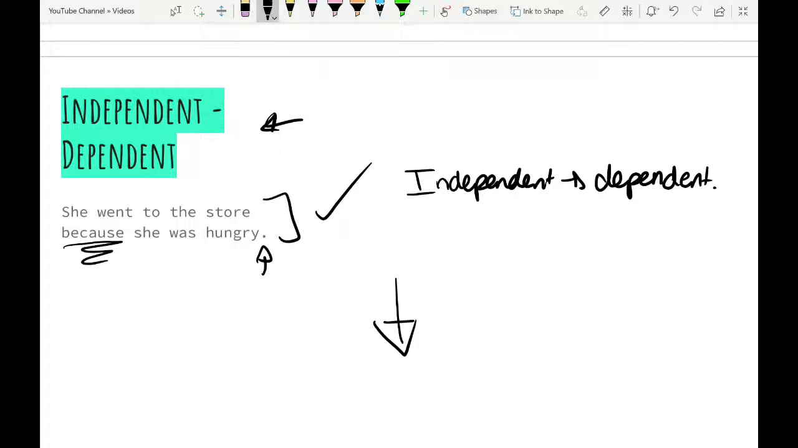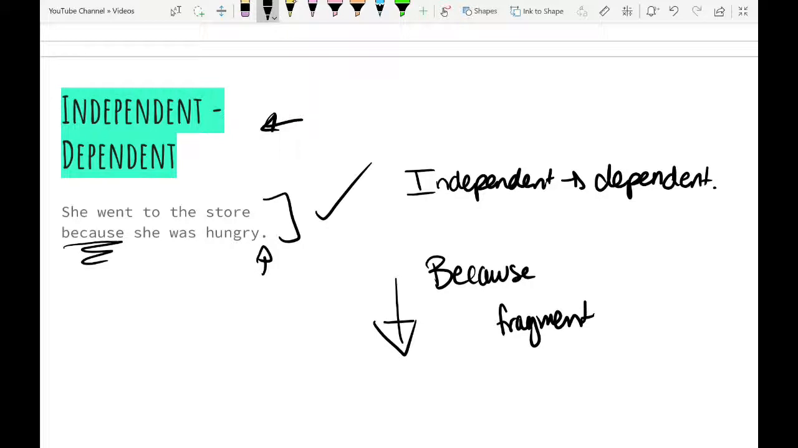Now, you may have been told when you were in school that you never start a sentence with the word because. That's not true. You can start a sentence with the word because. There may be reasons why you would not want to, and some of them are because you would just be writing a dependent clause without your independent clause, and then that's not a sentence. That would be called a fragment.